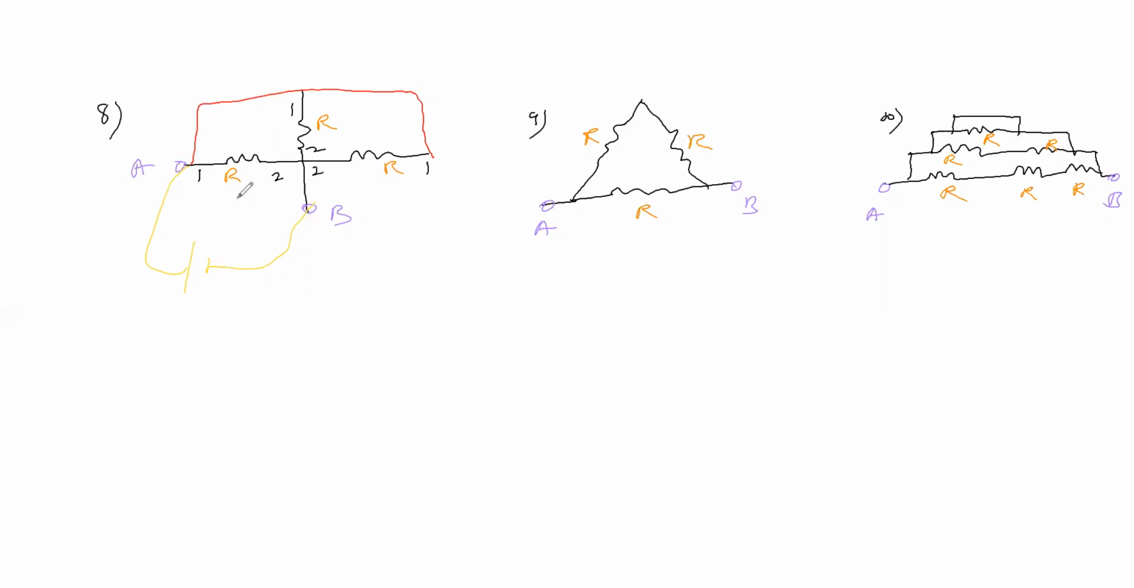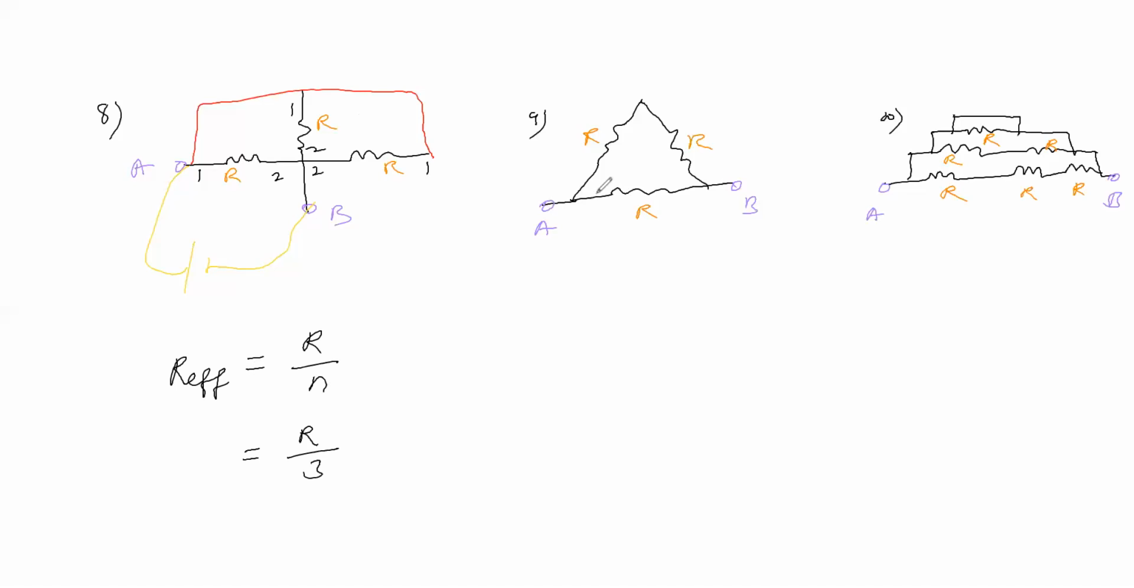That means this is a parallel combination. In a parallel combination, the effective resistance is equal to R by N if all the resistors are equal. Here three resistors are there, each with resistance R, so the effective resistance is R by 3. Now let us go to the ninth problem.